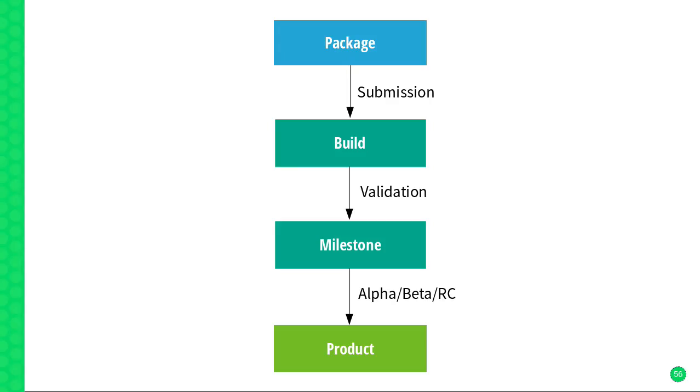So package submission goes into a build. At that point, we then test the entire build, validate it. When those builds are approaching a milestone, such as an alpha or a beta, that validation is what defines that build is going to be the alpha or the beta that we then ship to customers. That's what we call a milestone. So we do a little bit more testing at that point. And then ultimately, at the end of the release process, we ship a product.